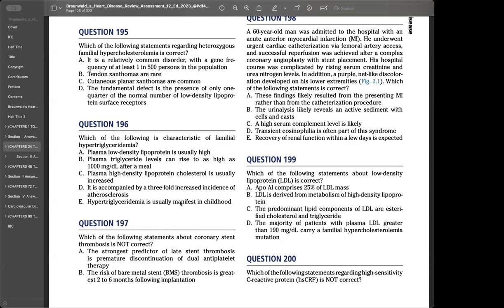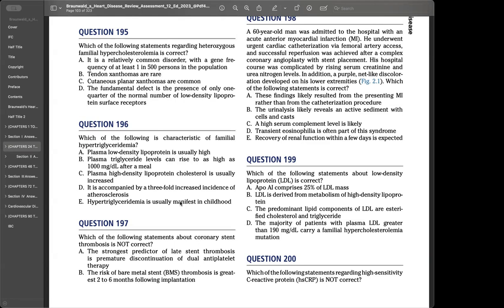Option D is an increased incidence of atherosclerosis, atherosclerotic cardiovascular diseases. Then option E, hypertriglyceridemia usually manifests in childhood. That's a false statement. It's usually seen from the teenage age to adulthood. So for question 196, the correct option is B. Plasma triglyceride levels can rise to as high as 1,000 milligrams per dL after a meal. The other options are wrong.